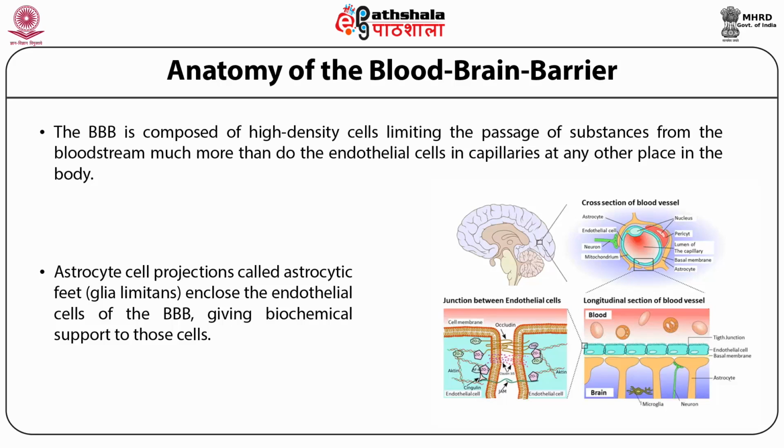In this figure, you can see the detailed structure of the blood-brain barrier. The first view is the brain, and next you can see the capillary, astrocytes, and pericytes. And in the last one, the endothelial cell layer is visible in more detail.